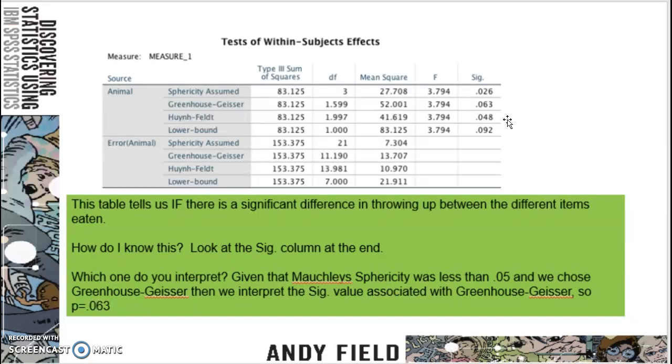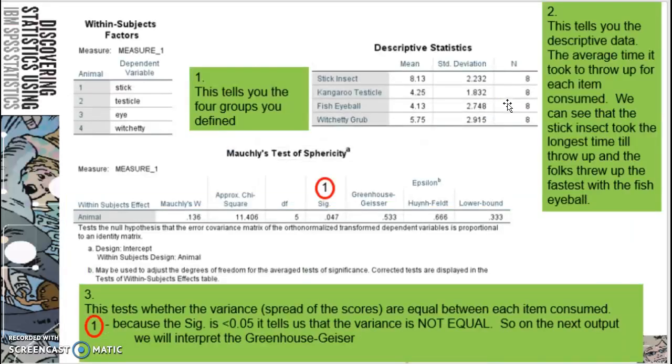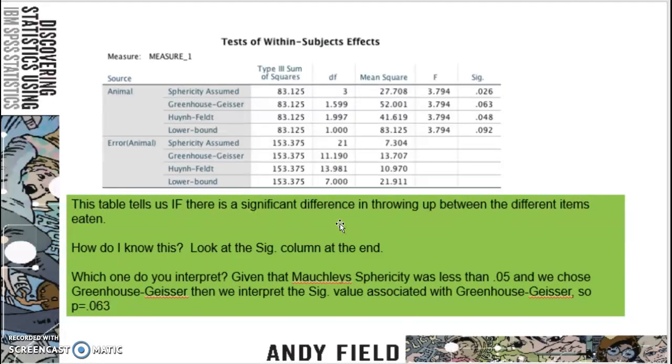So for right now, I want you guys to just know that you have to interpret the Greenhouse-Geisser if your sphericity value is less than 0.05. Okay. He goes into a little bit of detail on page 495, and he talks a little bit about using the transformation matrix. And we'll talk a little bit about that, but for right now, I want you to be thinking about using the Greenhouse-Geisser when your sphericity is not assumed.